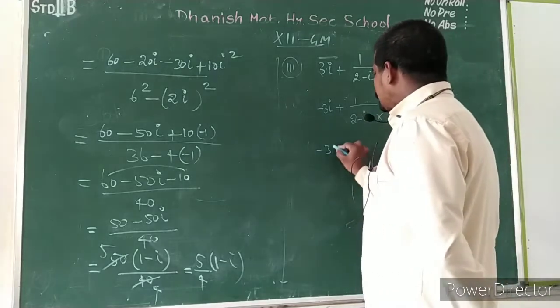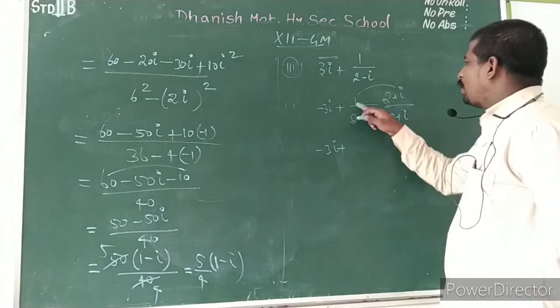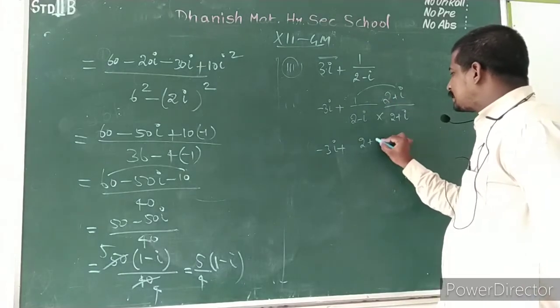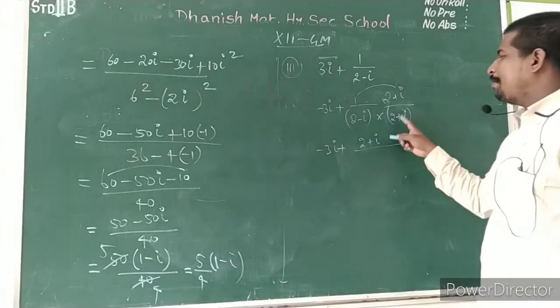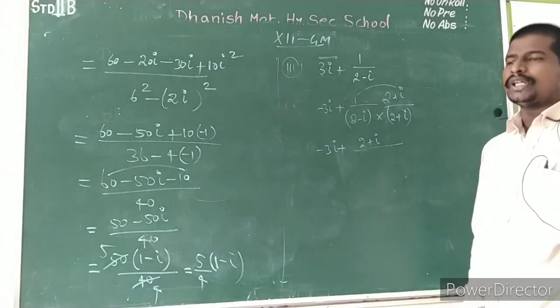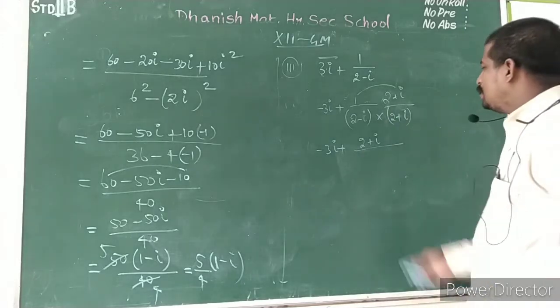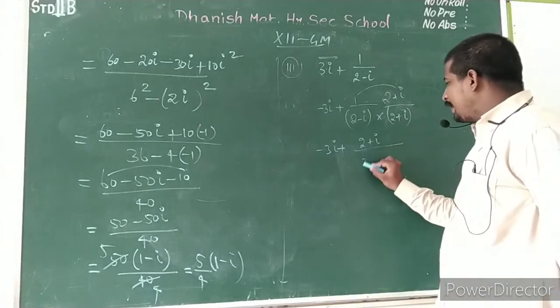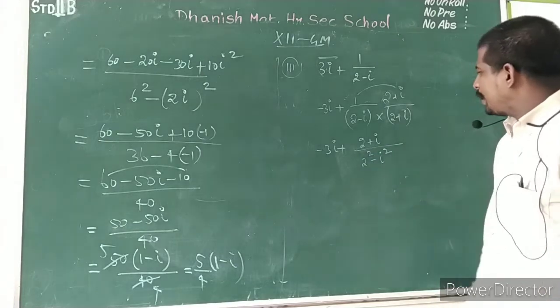Now minus 3i plus, now I am going to multiply the two numerators: 1 into 2 plus i, 2 plus i divided by, here look at the denominator. Here we have the a plus b into a minus b form. So I am going to use the identity a plus b into a minus b equals a square minus b square. So the denominator will be a square minus b square.